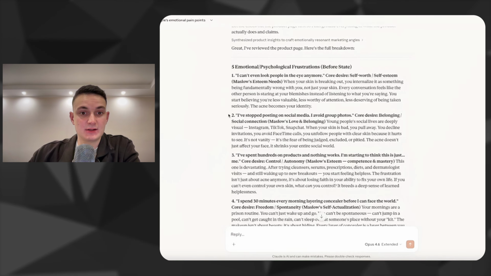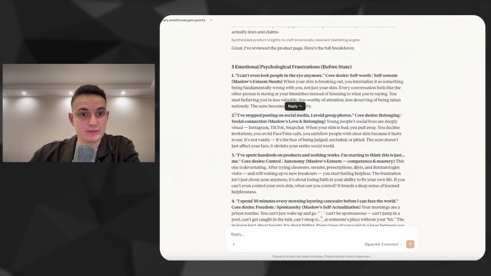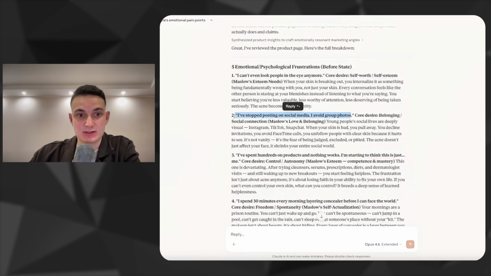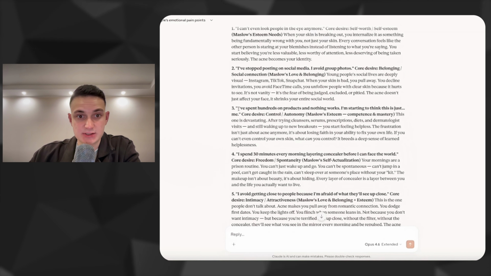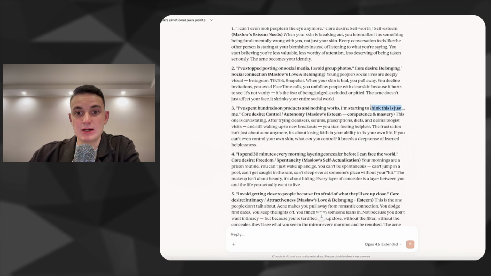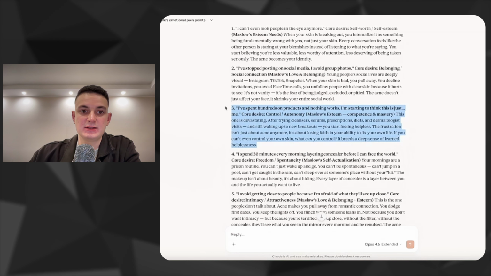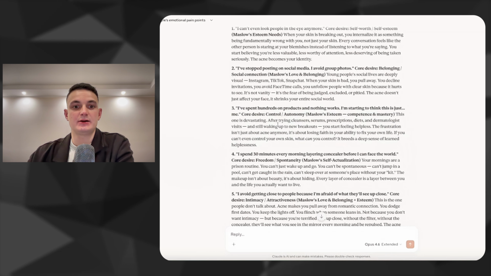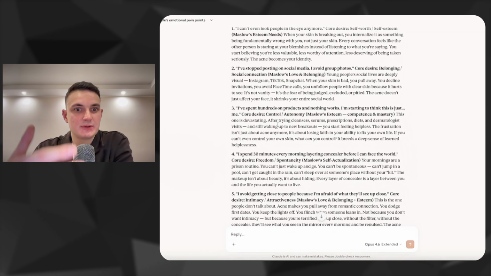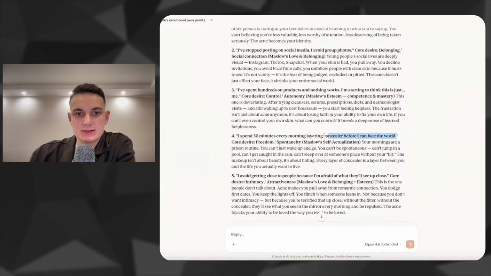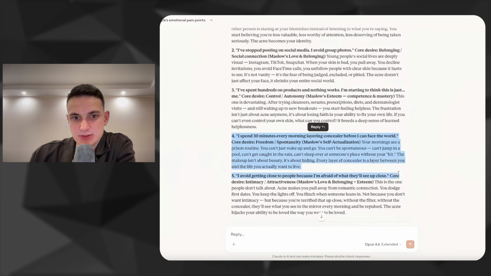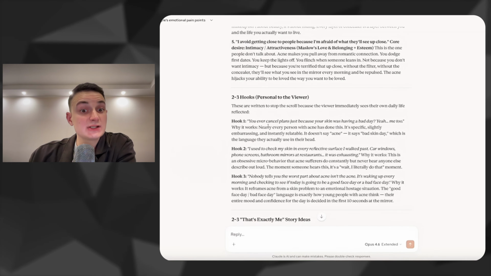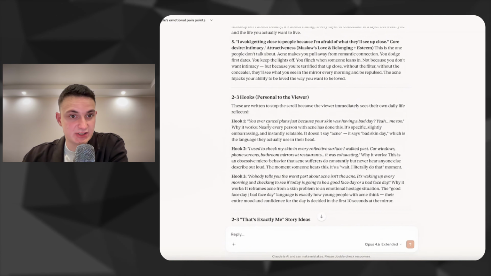Second one, "I stopped posting on social media." But this is a pretty general one. This can be for fat loss, so whatever. "I spent hundreds on products and nothing works." This would be for an us versus them script. This is not really a completely top of the funnel script, but it can help a lot. Again, this is very basic. I wouldn't use this one. This again, very basic. So let's look at what kind of hooks it gave us.